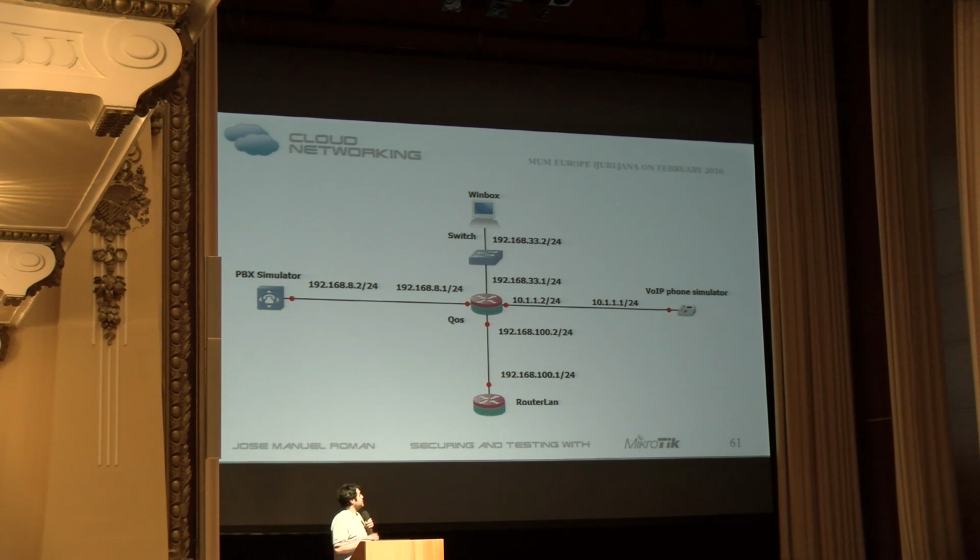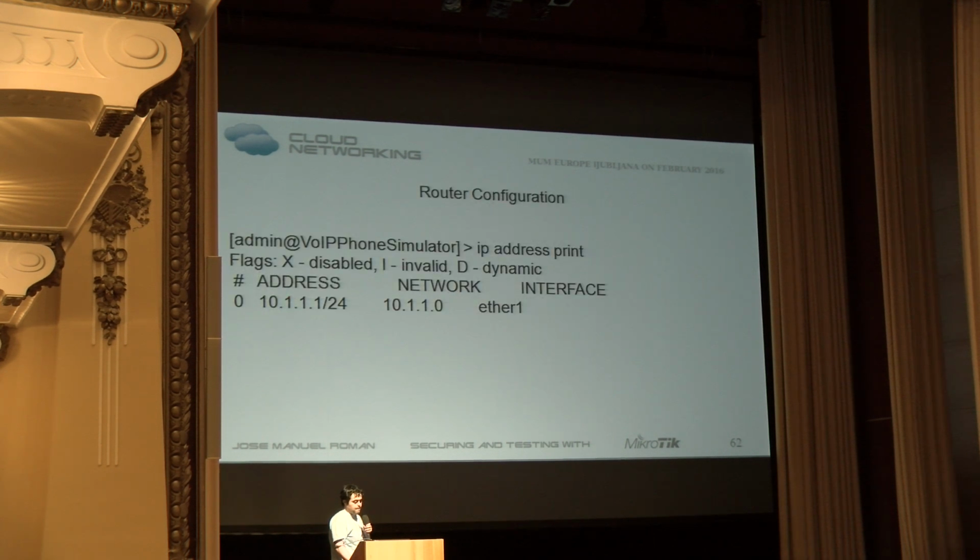In the center there is a router with quality of service, and on the right, there is a MikroTik router simulating a voice over IP telephone. On the left, we have other equipment, and below, we have a router behind one LAN. The configurations are very simple. Only one IP address.